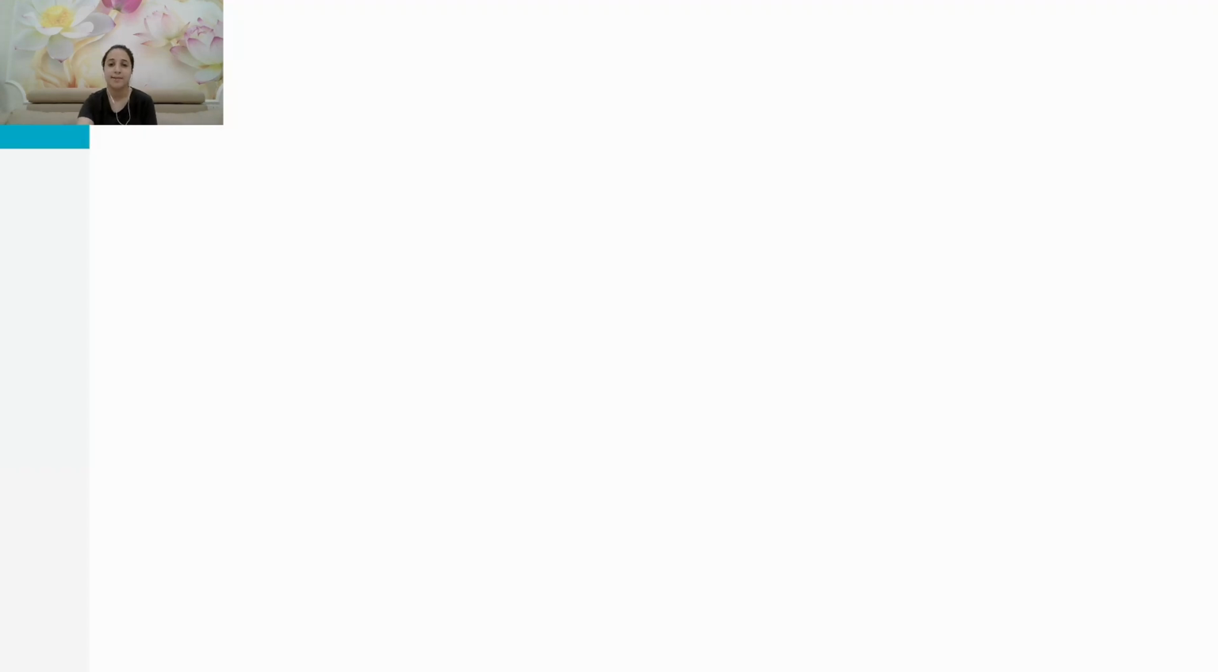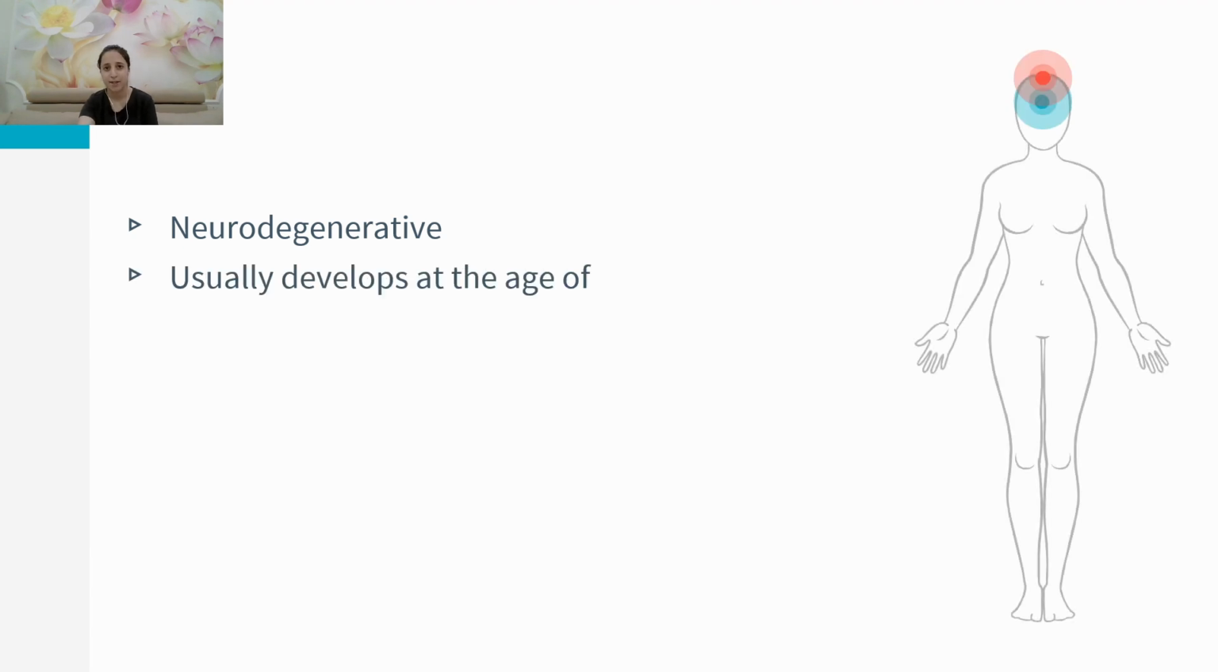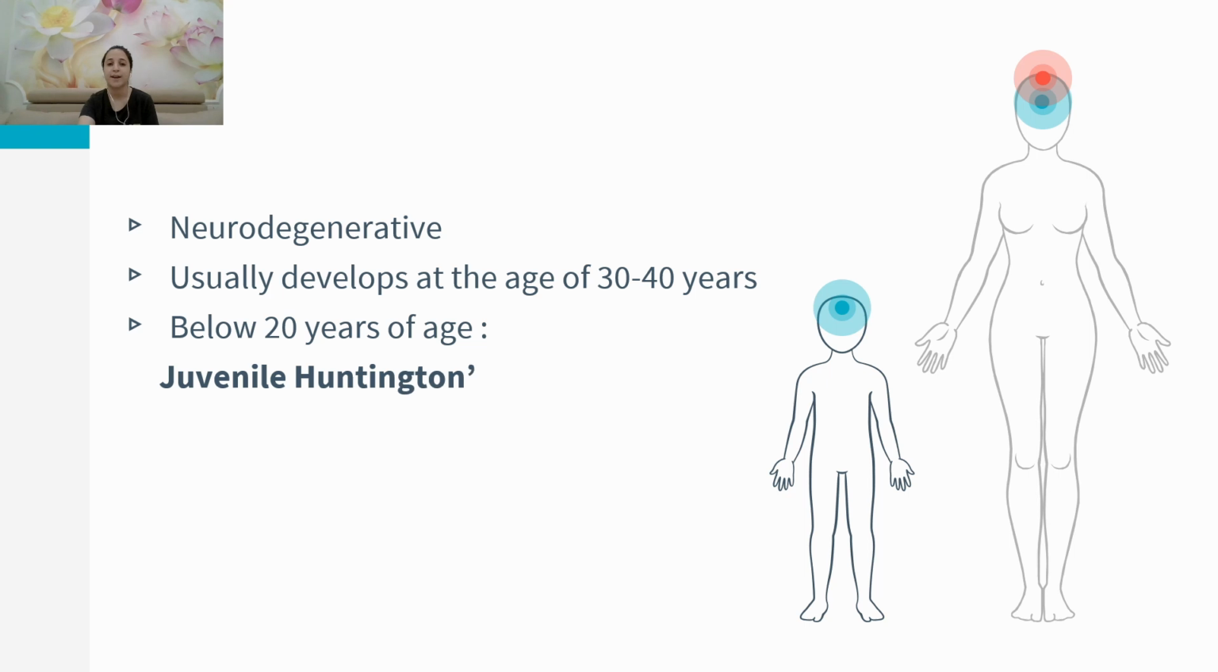So Huntington's disease is a neurodegenerative disease. The disease usually starts to develop by the age of 30 to 40 years. And in some cases, approximately 10% of the cases of this disease, it might develop below the age of 20. And in this case, it's called juvenile Huntington's disease.